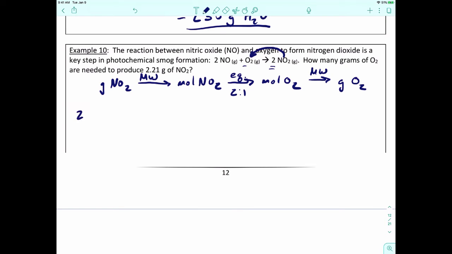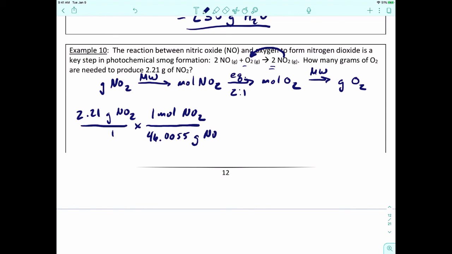We know we've got, let's start with 2.21 grams of NO2. We need to convert that from grams to moles. So I need moles on top: 1 mole of NO2. We need grams on the bottom, and the molar mass of nitric oxide, or I'm sorry, nitrogen dioxide, is 46.0055 grams NO2. So that way the grams of NO2 cancel out. We're already in moles of NO2.